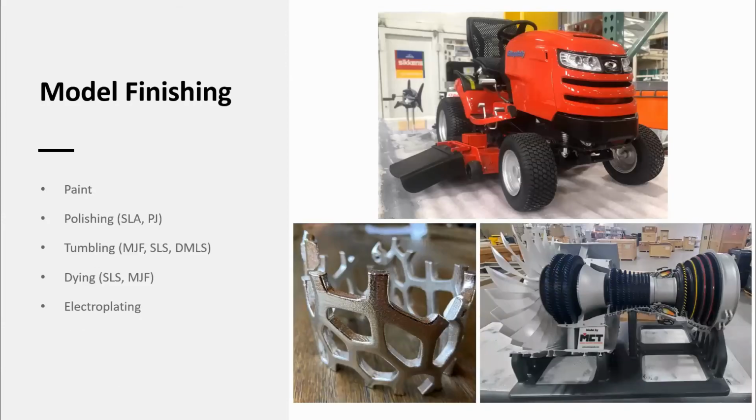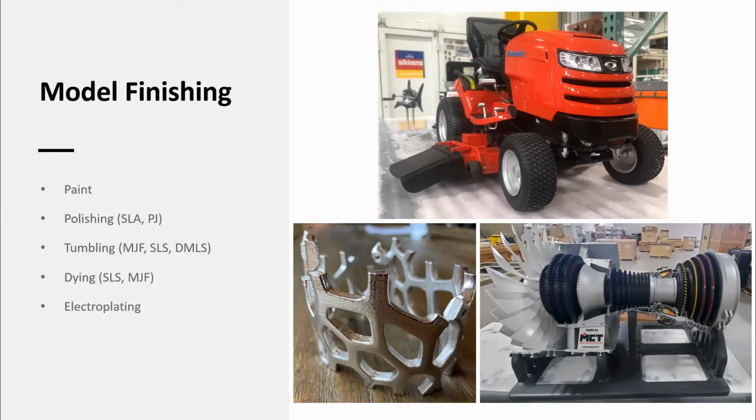Model finishing is also a really great application of additive. This includes both finished one-off models and post-processing finished parts to achieve a certain aesthetic. Painting is a process that we do pretty often on additive parts, and polishing is common for SLA and Polyjet, which are the resin processes.